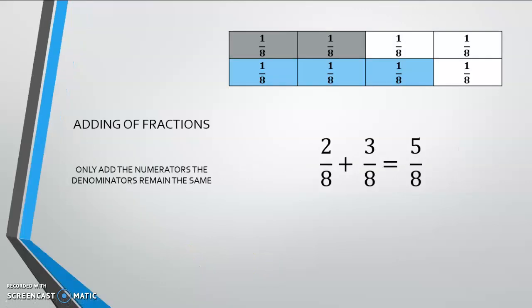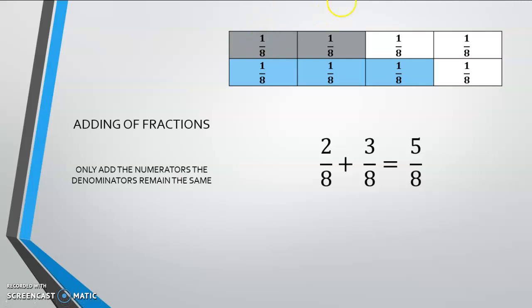Today we are going to look at how to add common fractions. Now let's jump right in. As you can remember, the bottom one is called the denominator and it tells us how many parts the whole is broken into. And the top one is the numerator that tells us how many parts we actually have.